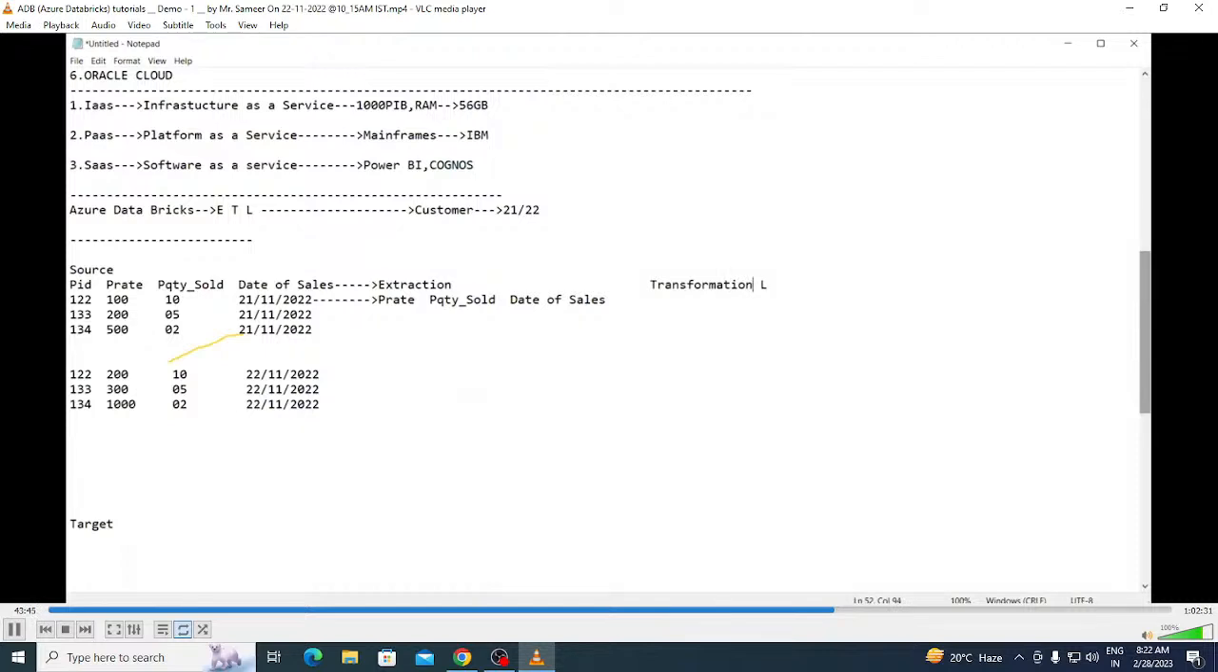Now, in the transformation, you want to find out the net sales amount each day. So to find out the net sales amount, do we need to perform some arithmetic operations on the data or not? Some mathematical calculations are required or not?